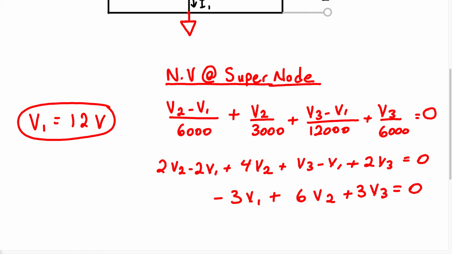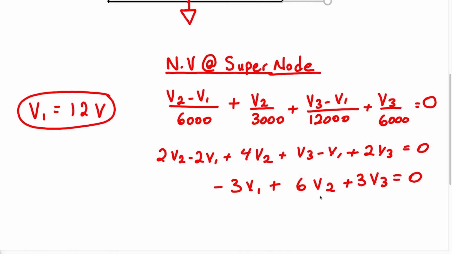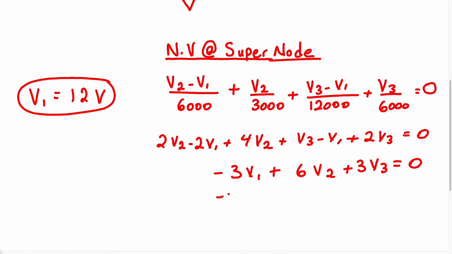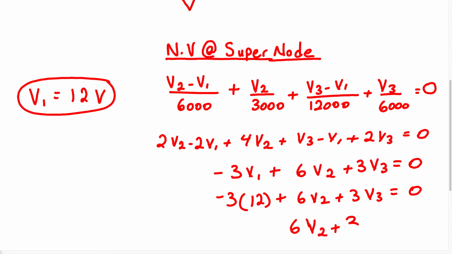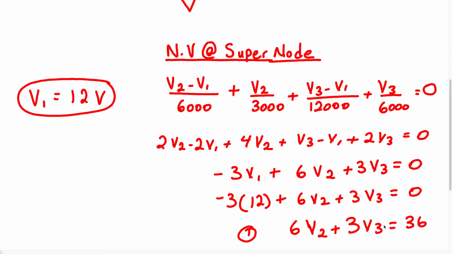Okay, now we know the value of V1 is 12 volts, so we can plug V1 into this equation. That's going to give us negative 3 multiplied by 12, which is V1, plus 6V2 plus 3V3 equals 0. Therefore, we're going to be left with 6V2 plus 3V3 equals 36. I'm going to call this equation 1. So this is equation 1: 6V2 plus 3V3 equals 36.